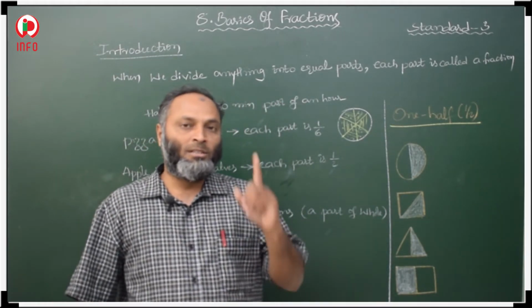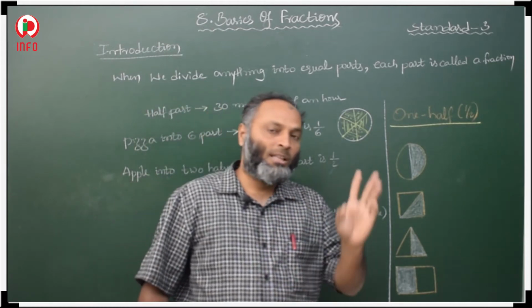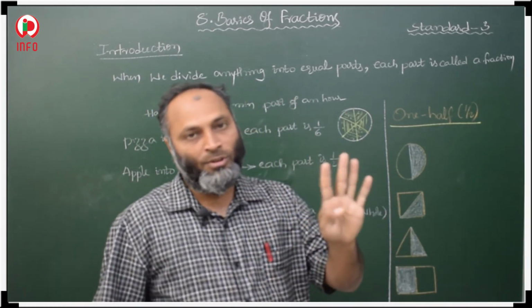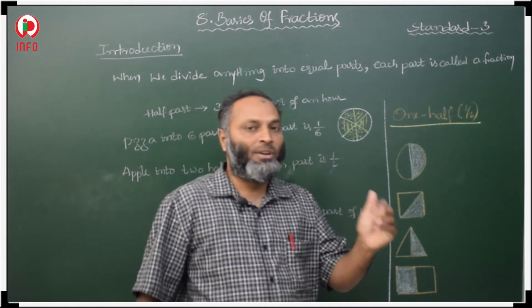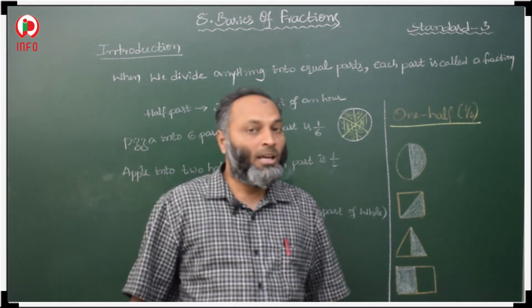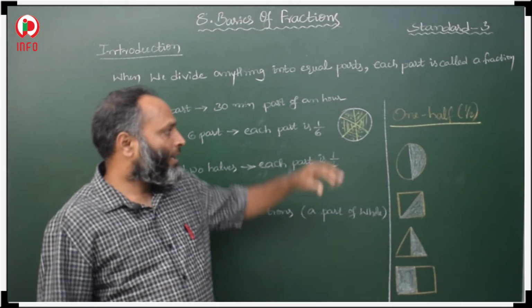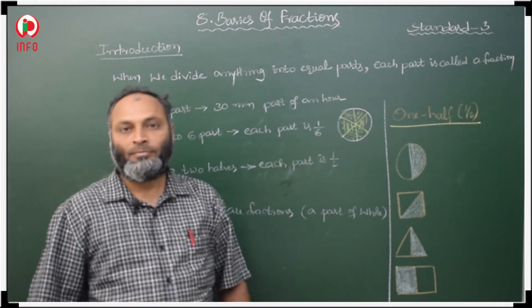1 by 6. The first friend ate 1 by 6. The second friend ate 1 by 6 part. The third friend ate 1 by 6 part. The fourth friend ate 1 by 6 part. The fifth friend ate 1 by 6 part. And the sixth friend also ate 1 by 6 part. Each part is equal to 1 by 6. It means each part represents a fraction.